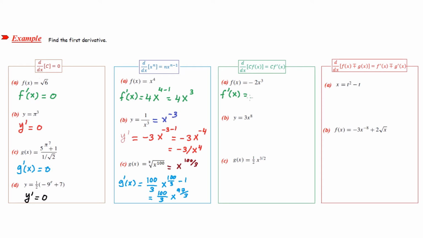equals negative 2 times 3, which is negative 6, multiplied by x to the power 3 minus 1, which is 2. And this is the first derivative of part A.